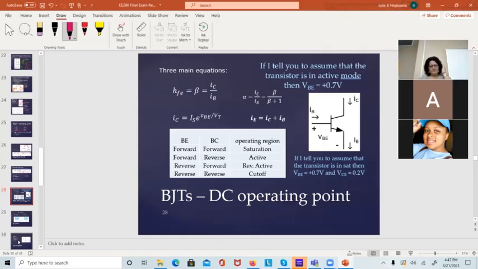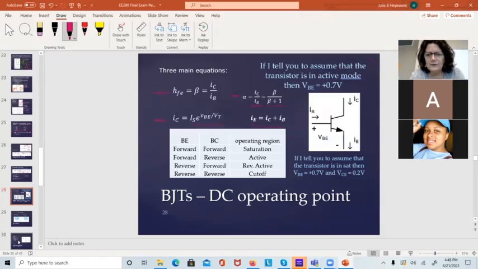Pretty much everything I use to solve every BJT problem, other than Ohm's law and KCL, is on the slide. It says 3 main equations, but I added a 4th. Beta is defined as IC over IB. If I give you beta and you know one of those currents, you know the other one. IC can also be found by I_S e to the VBE over VT. Alpha is beta over beta plus 1, and alpha is defined as IC over IE. And KCL tells us that IE equals IC plus IB. That's just a KCL equation.